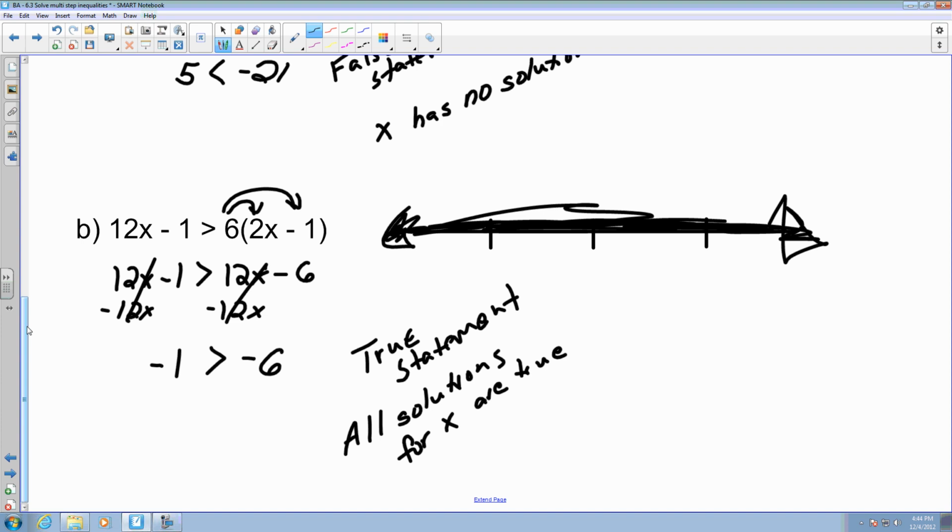And that is how we solve multi-step inequalities. And I hope this helps. And until next time.